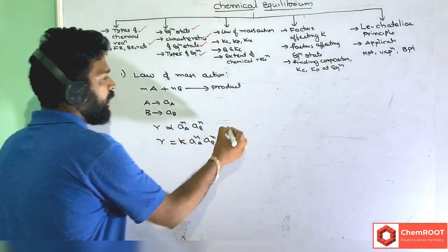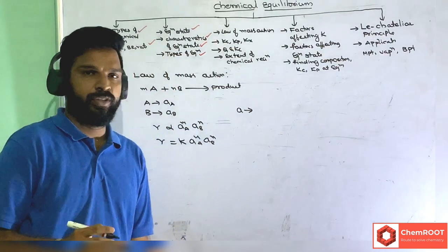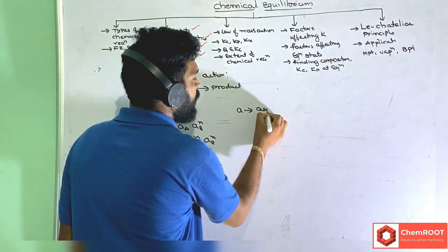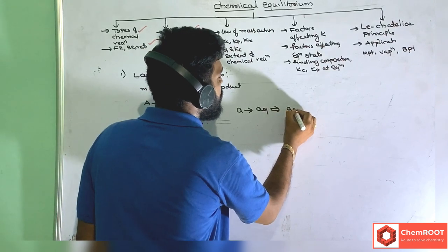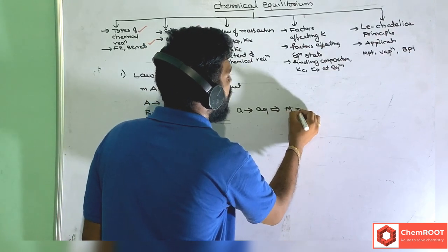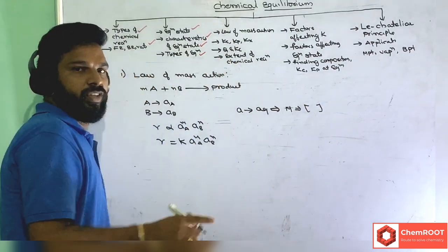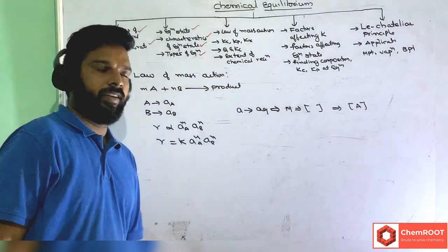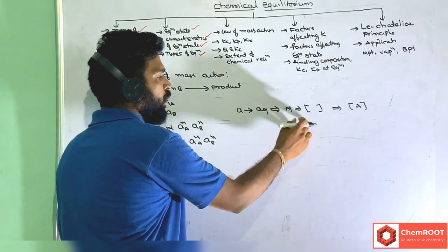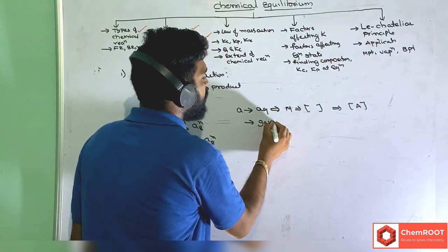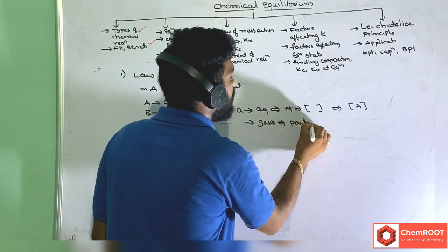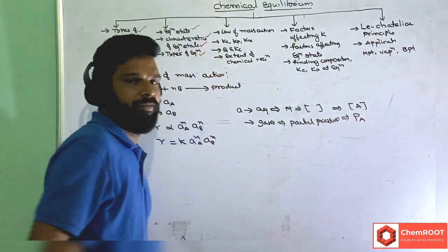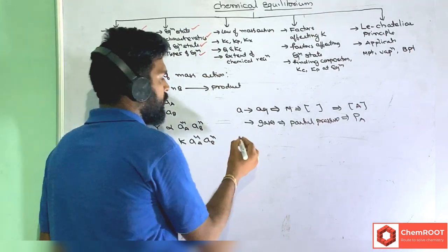Here we are using active mass. So what is the active mass? For solutions and for gases, what do we have to take? For an aqueous solution, active mass is expressed in terms of molarity, so the concentration of A is written in square brackets. For aqueous solutions we use molarity. For gases we use partial pressures, like PA. If A is a gas, PA is the partial pressure of gas A.